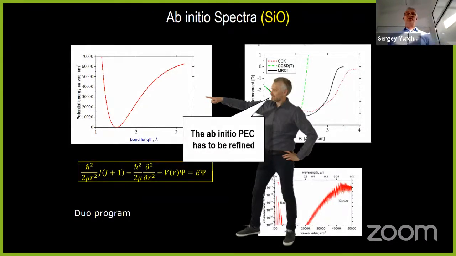I should mention that pure theory is never good enough. All the initial potential curves and the theoretical line list are not useful without further improvement by comparing to the experiment and improvement by fitting to the experiment. So it's always a part of the procedure. This is a very simple example.